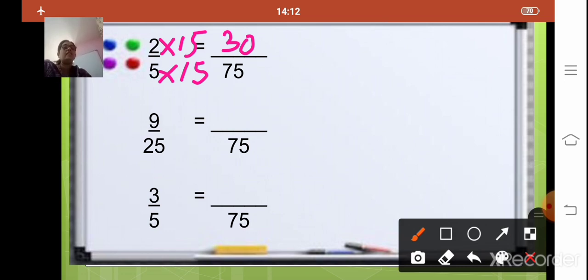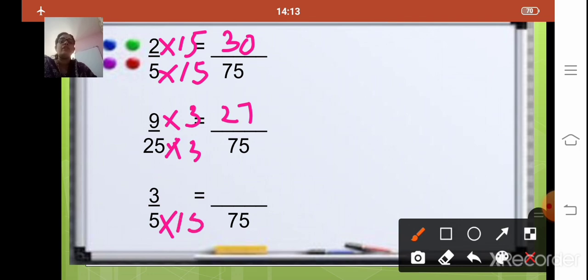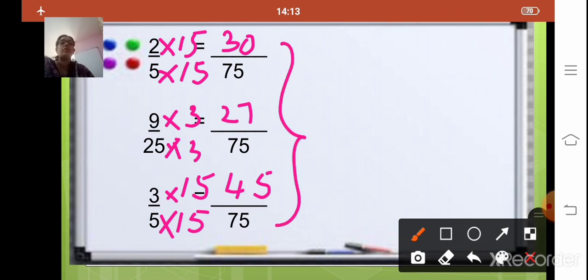Coming to the next fraction, 9 upon 25. Now 25 multiplied by which number will give you 75? That is 3. Correct? So 9 also you'll multiply it by 3. 9 3s is 27 upon 75. Third fraction, 5 multiplied by 15 will give you 75. Now same way, numerator also you'll multiply it by 15. So 15 3s is 45. Now all the fractions have become like fractions. That is, your denominator is same.